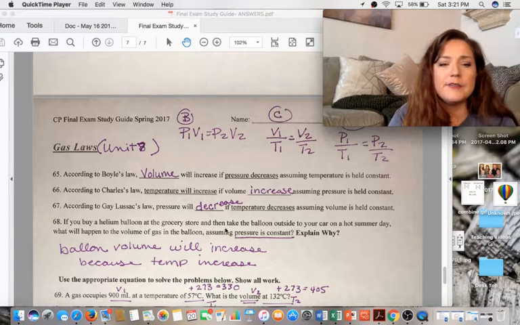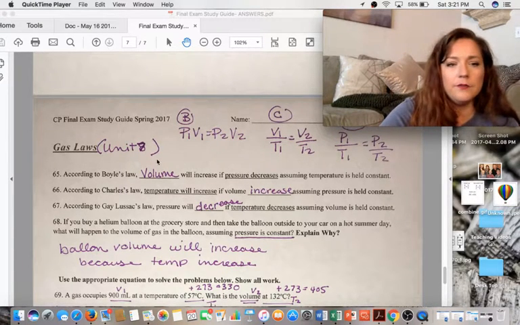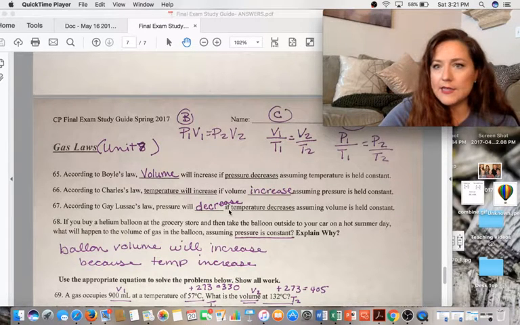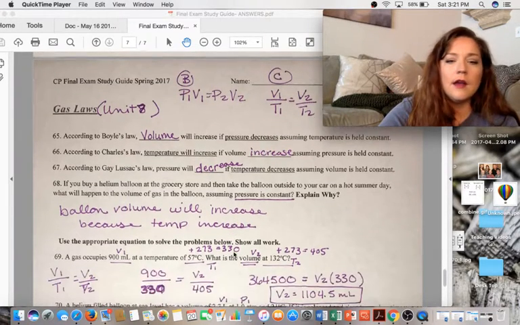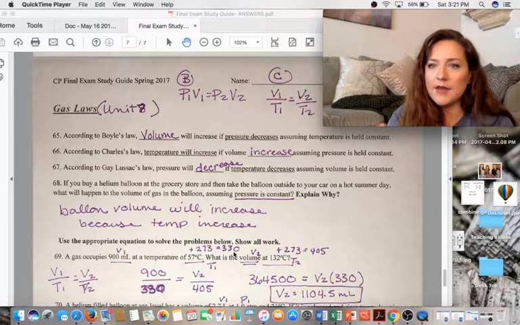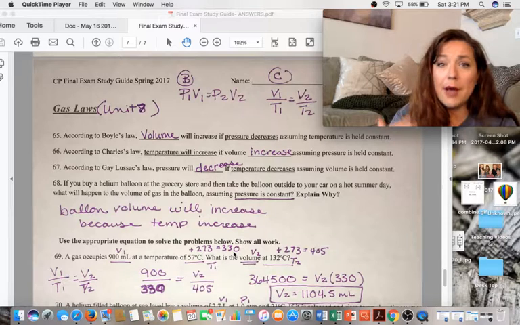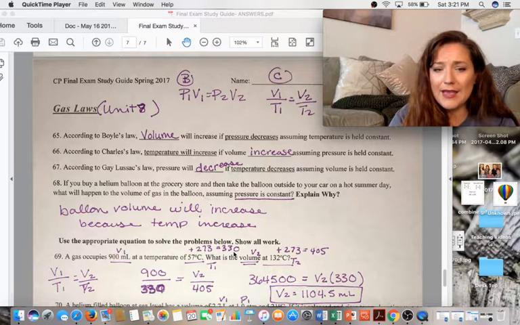All right. So for 65, that would be volume. 66 is increase. 67 is decrease. All right. 68 is talking about an example. Basically, if I went to the grocery store and I bought balloons inside, and it was really cold in the grocery store, and I took my balloons to a party outside, and it was really, really warm.